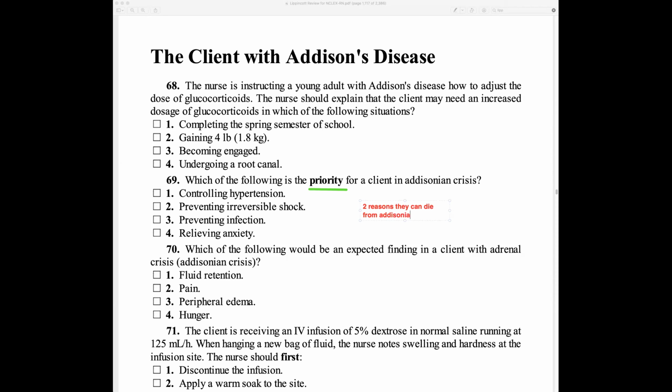Low blood pressure, low blood sugar, right? And that low blood pressure can lead to what? Shock, right? And so what is the priority here?